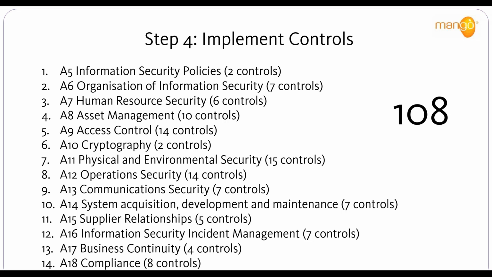So we've got information security policies in place, A6, all of these areas: asset management, access control, cryptography, all of the controls that are listed there. We've got controls for all of the information that needs to meet those parts of the standard.